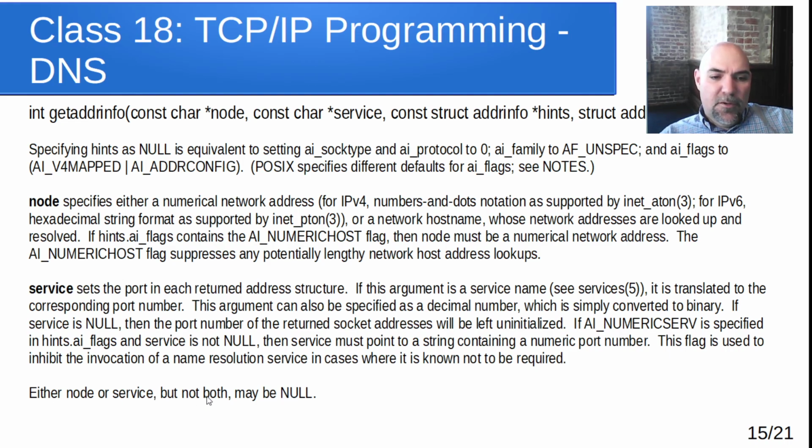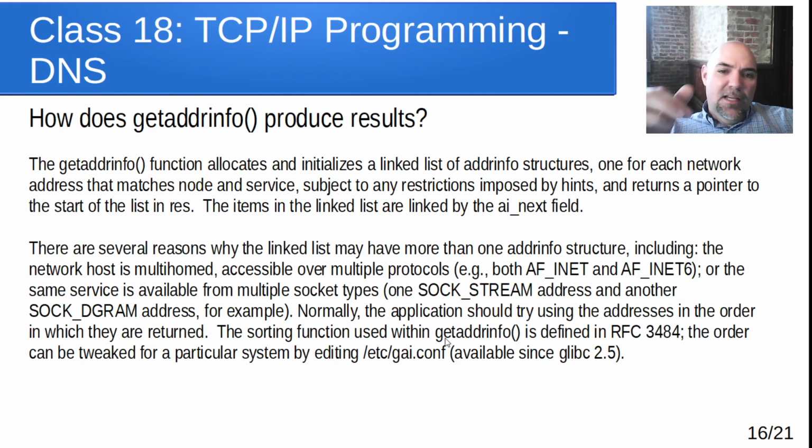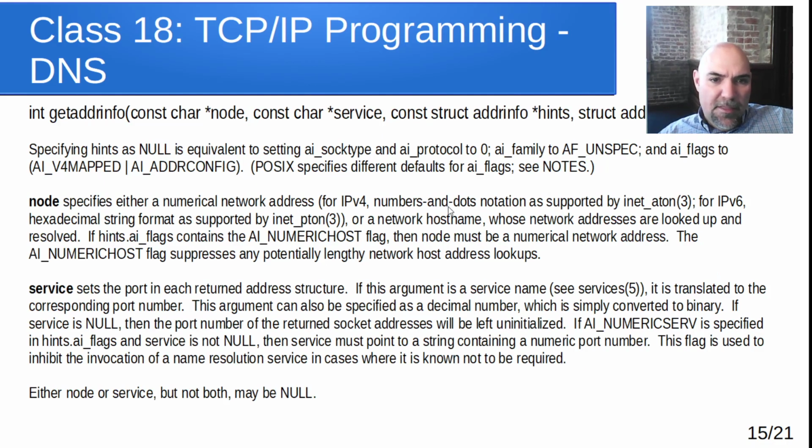Now, either node or service may, but not both, be null. So service, we could also fill in. We're not going to worry about that. The main way this is used is to feed it this node, the thing we're trying to look up. We can fill in the hints structure to say, I want this kind of connection with this type of protocol, and it will only give us results that match that. Or if I leave that null, it'll look up anything that it has. But essentially, we're going to pass that in.